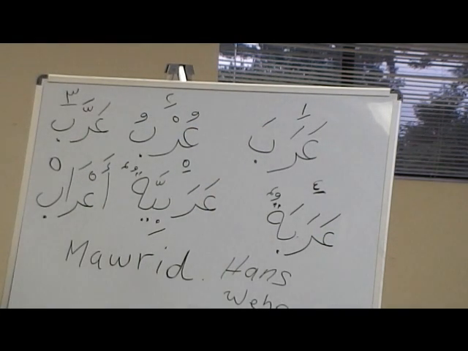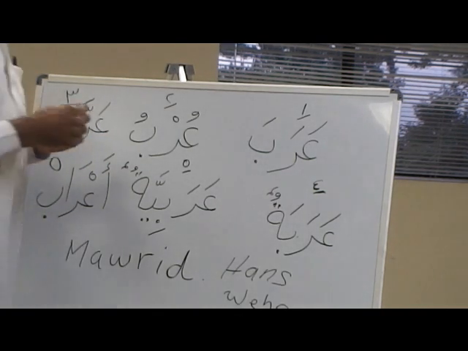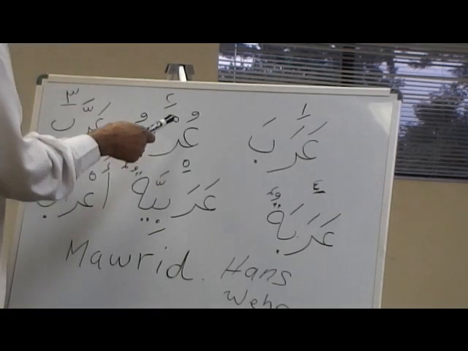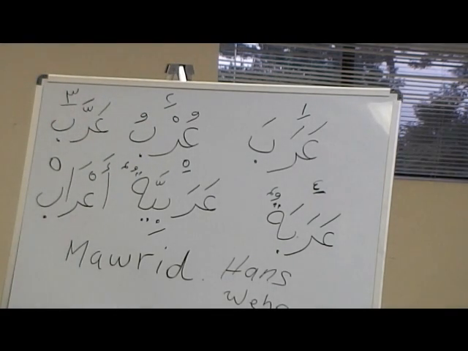Araba, yani, means to go. To go. To travel. Araba means to go, G-O, or as they say, to traverse, to travel or to go. Then you have Urubu. Also another form of the word, which means, yani, the same thing, to go, to travel. If you look on the sheet, you'll find Urubu.